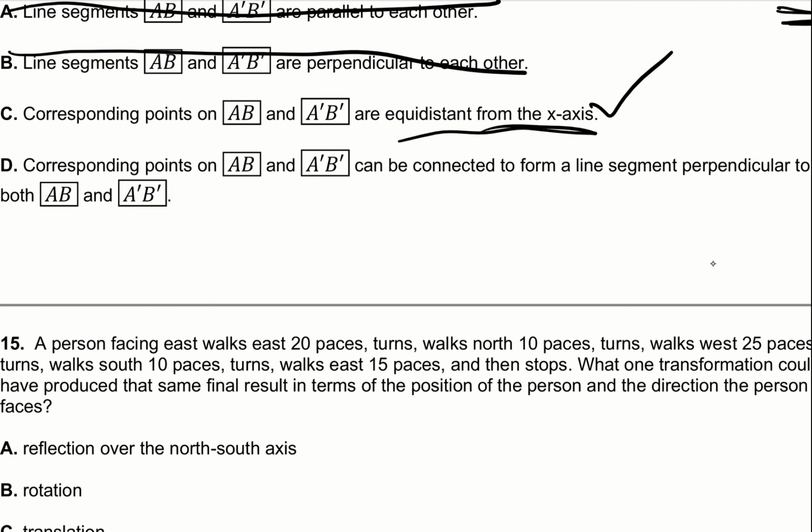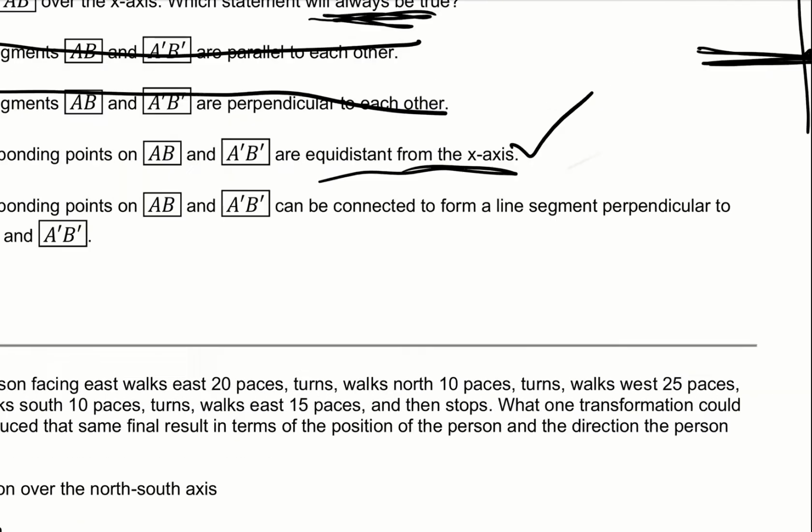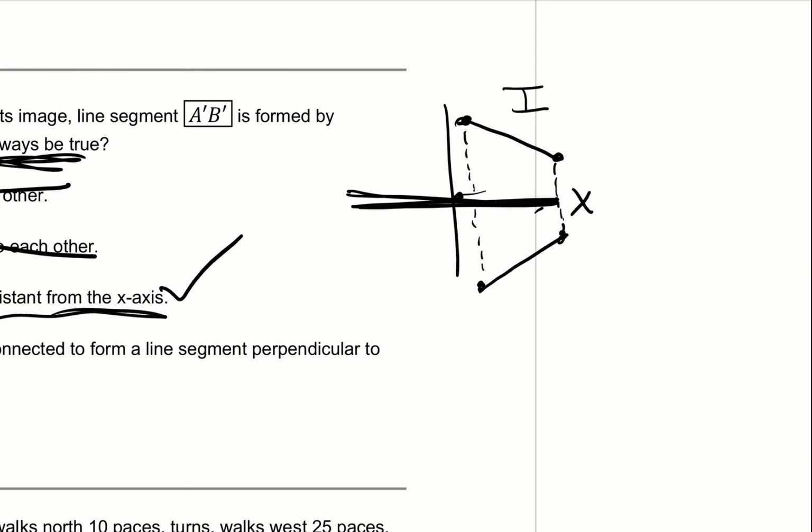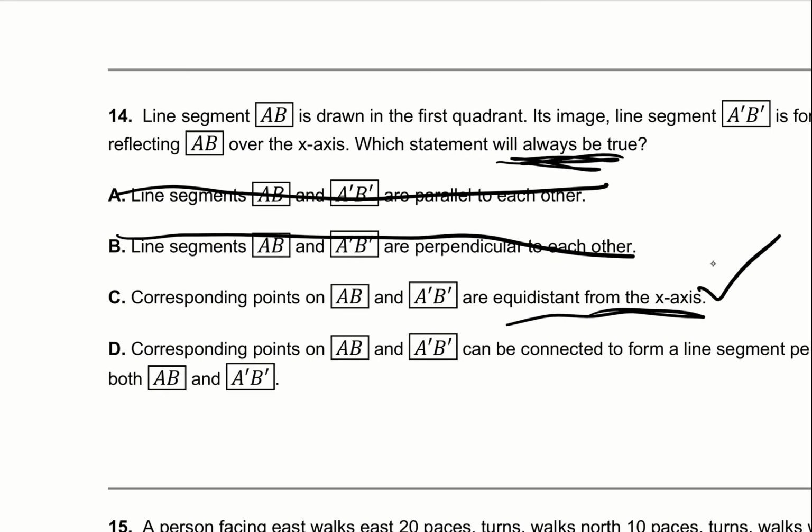Corresponding points can be connected to form line segments perpendicular to the both. And that is not true. If you look at this one, if I connect this line segment to that point, that does not make a 90-degree angle. That's an acute angle. So that's not true. All right, so the answer is C.